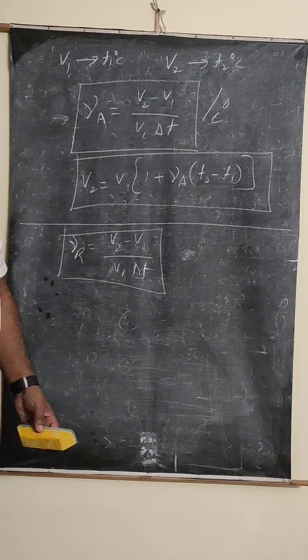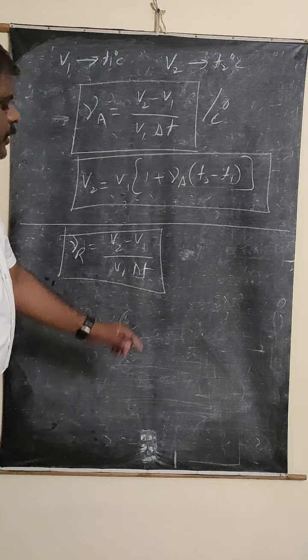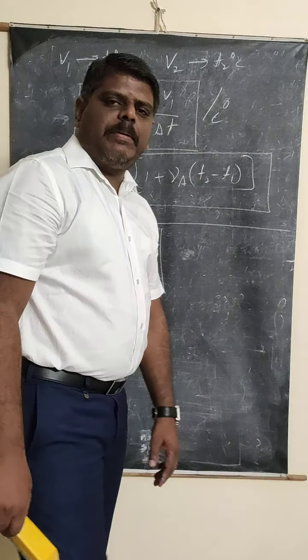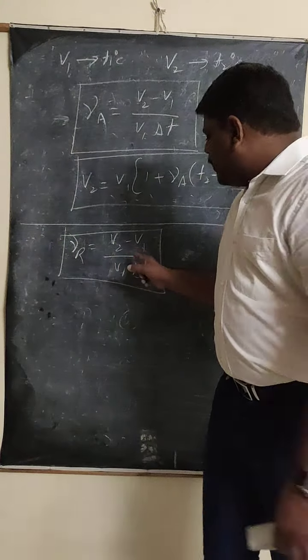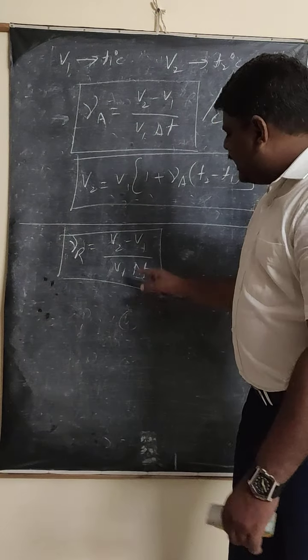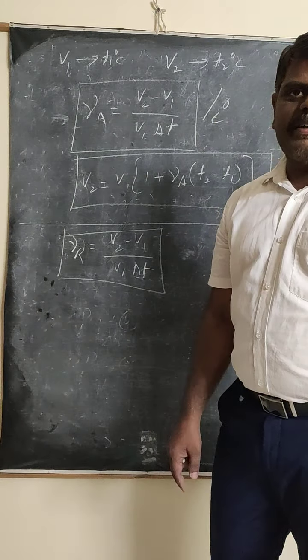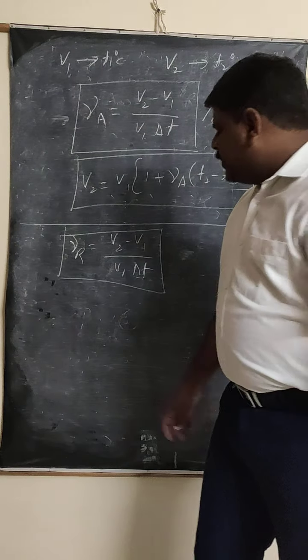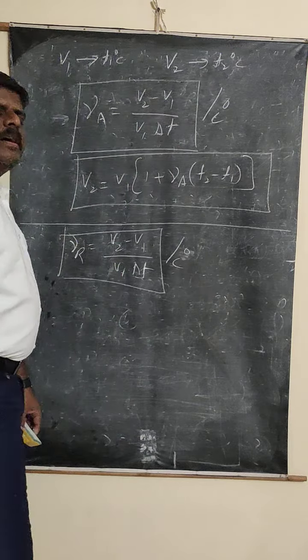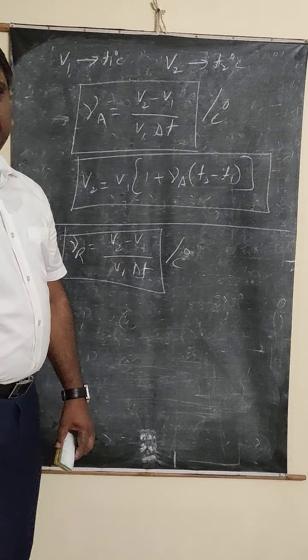Gamma R is equal to (V2 minus V1) by (V1 into delta T). What does V1 represent? Initial value at the temperature of T1 degree Celsius. V2 represents final value at the temperature of T2 degree Celsius. Delta T represents change in temperature. Now, what will the units be? Units are again the same, per degree Celsius, or degree Celsius inverse, you can take.